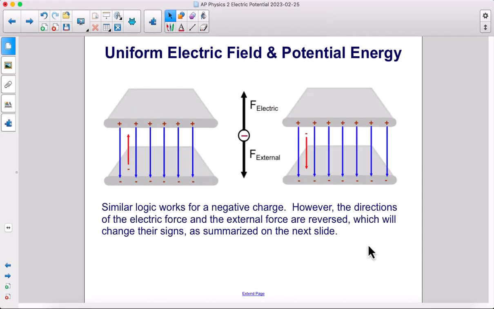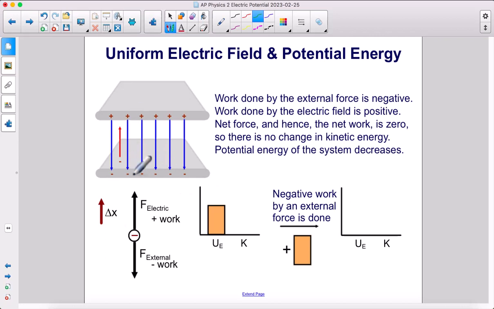Similar logic works for a negative charge. However, the directions of the electric force and the external force are reversed, which will change their signs, as summarized on the next slide. In this case, we can read this free body diagram and determine what's happening. This negative charge wants to move up to the top. Now we're going to be applying an opposite external force so that it moves at a constant velocity.